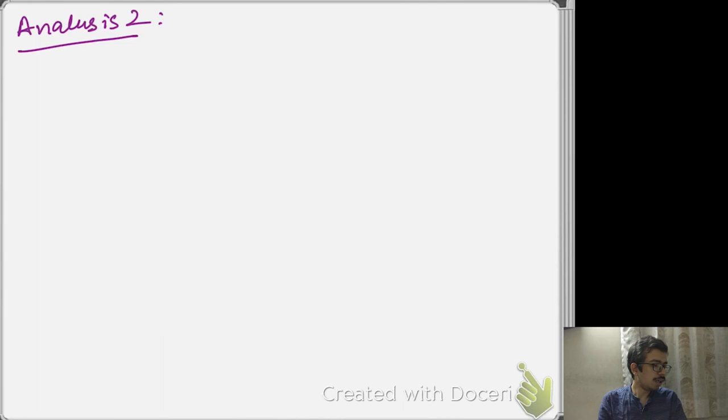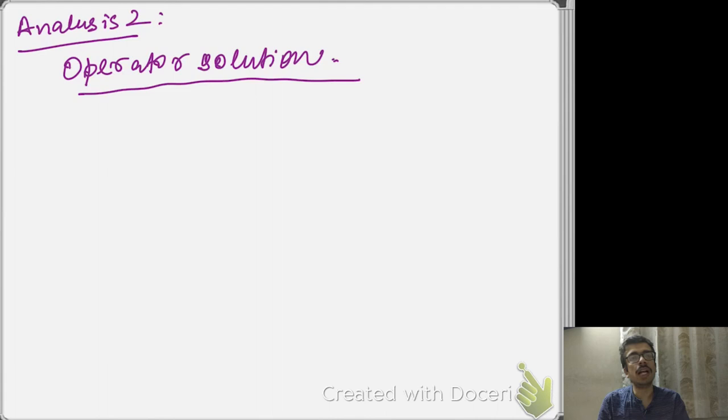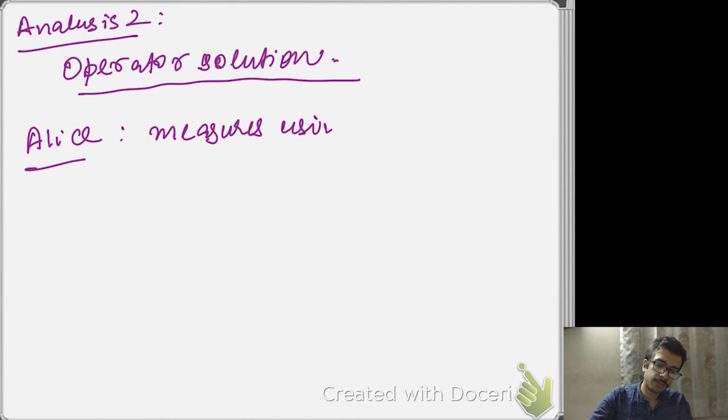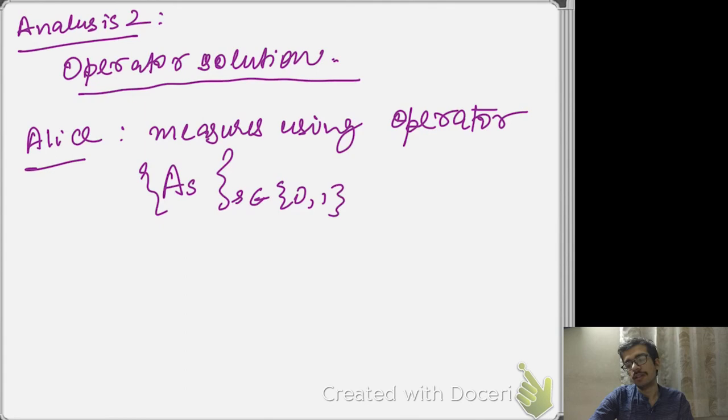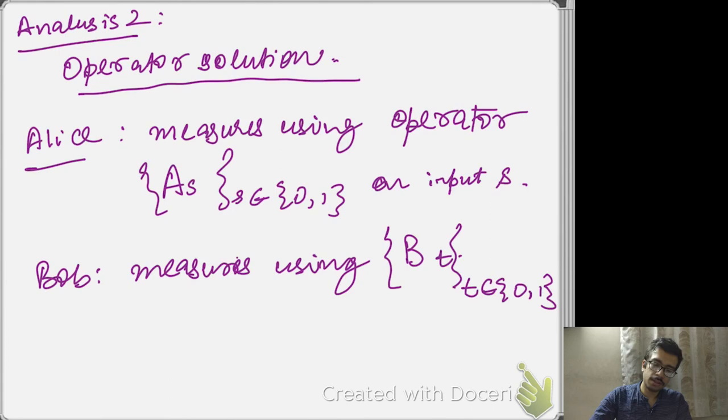So here the thing is that for the operator solution, what we say is as follows: instead of basis measurements, what we'll talk about is measuring a binary observable. And here we'll go back to the earlier interpretation, where A and B take the value plus 1 and minus 1, and we'll try to compute the bias. So here Alice measures using operator A sub S, where S is either 0 or 1 on input S, and Bob measures using operator B sub T, where T is 0 or 1 on input T.